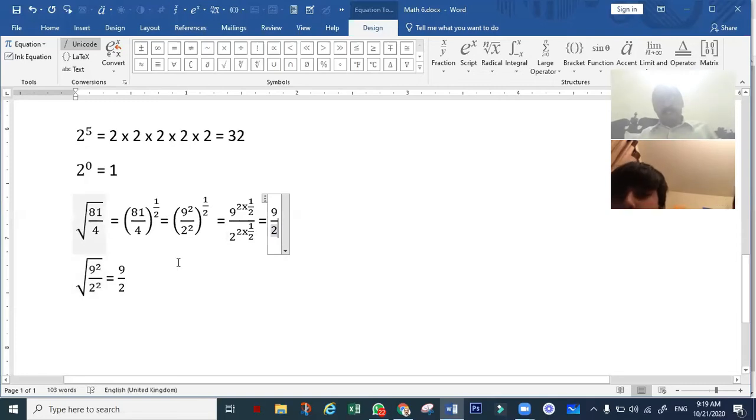I have told you the reason why the square is cancelled. The inside square is cancelled because the square root is a 1/2, and 1/2 is multiplied with this 2. That's why it is cancelled with this. Okay?